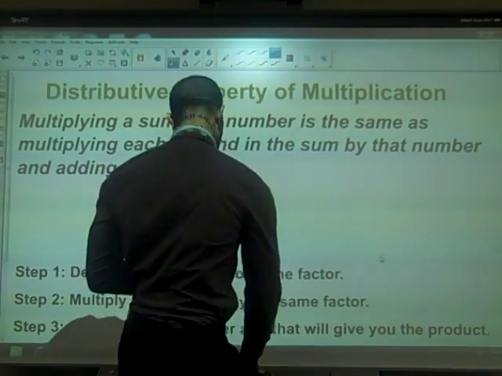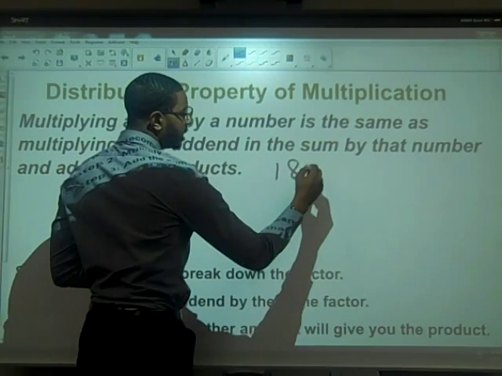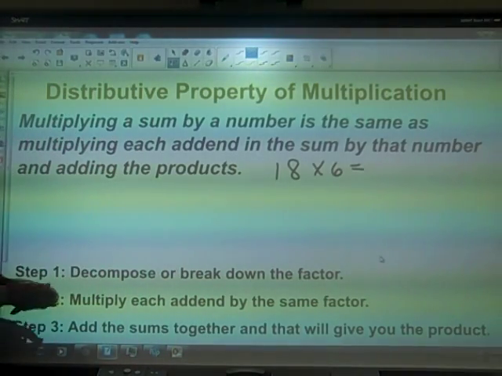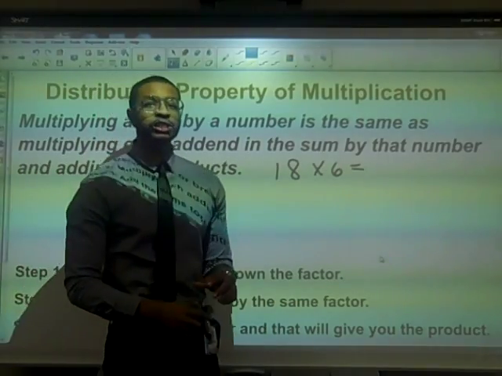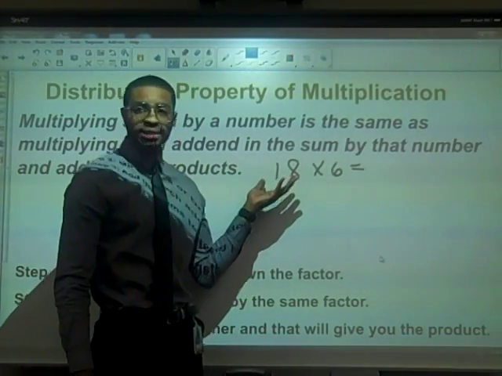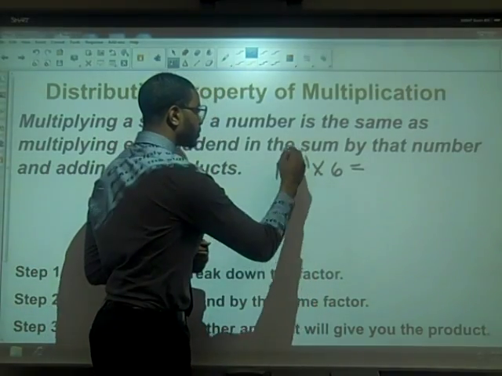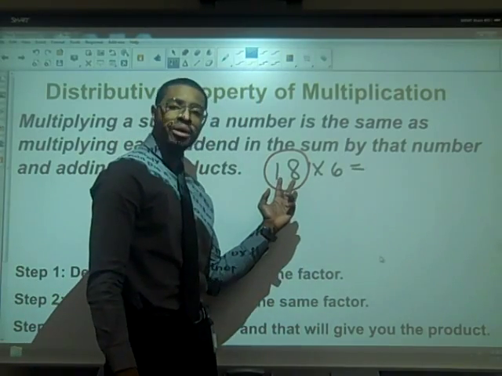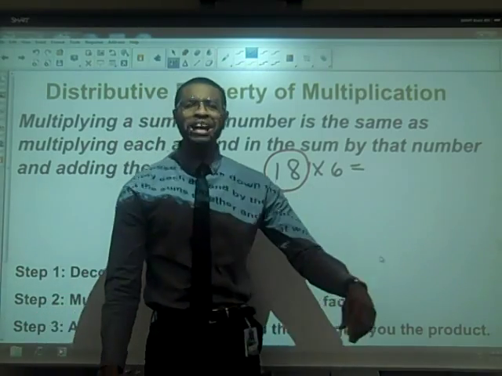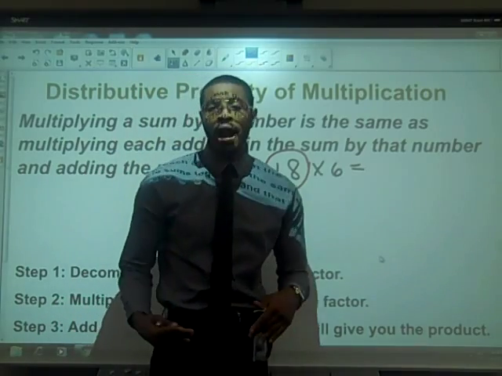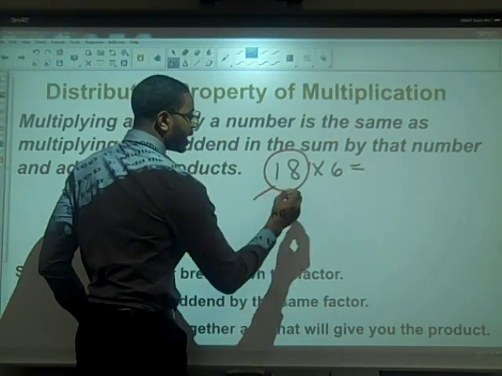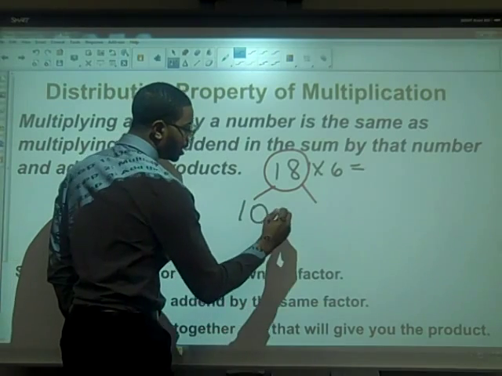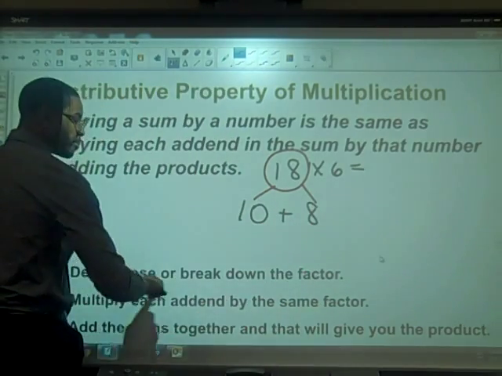So for our first example, let's take 18 times 6. Step 1, decompose or break down the factor. What that means is we're going to take this large number, 18, and decompose it. To break that number down, what numbers can we add together to get 18? Now, I like making things easy. So in my mind, I would just break this down in expanded form. The expanded form of 18 is 10 plus 8. So I've broken down the factor.